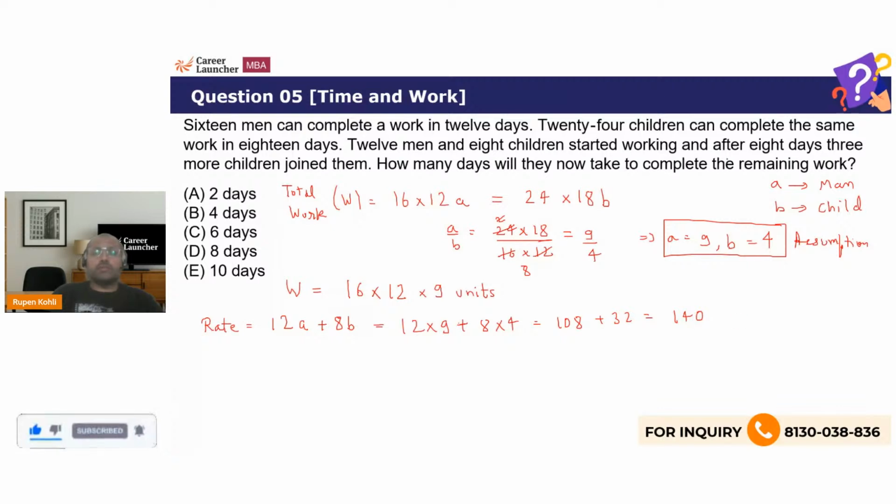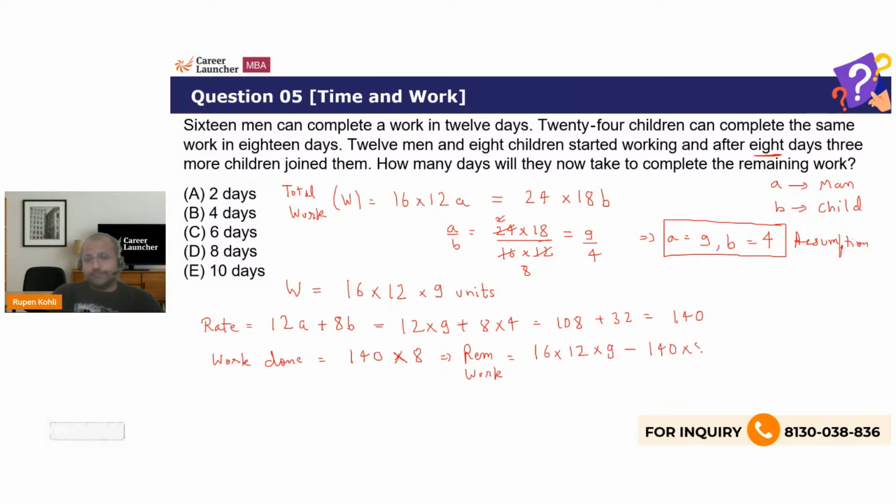So what will be the work done in the 8 days that you have worked? The work done so far is the rate, which is 140, into the time, which is 8 days. Again, don't multiply, let it be, because it's easy to work directly with numbers like this. Now if this is the work done, what is the remaining work? From the total work, which is 16 into 12 into 9, subtract what has been done, which is 140 into 8.